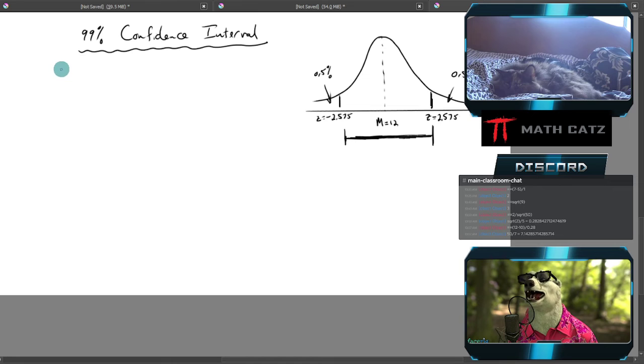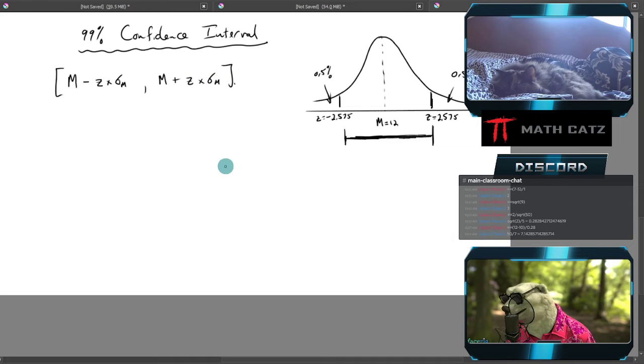And then we build our interval. The left side will be the mean of 12 minus the absolute value of the z-score times the standard deviation of that distribution, because we assume that the variance is the same throughout, and then plus on the other side, like so.